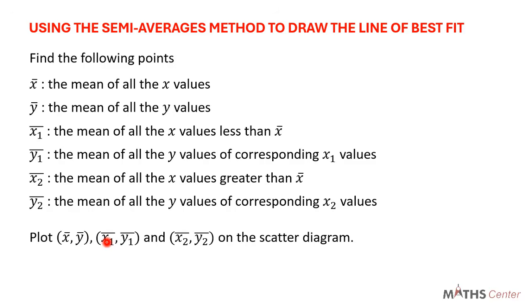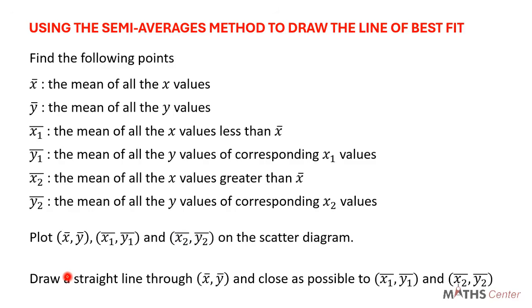Then you plot x1 mean, y1 mean. And then you plot x2 mean, y2 mean. You plot these 3 points on the scatter diagram. And then after that, you draw a straight line through x mean, y mean, and as close as possible to x1 mean, y1 mean, and x2 mean, y2 mean.